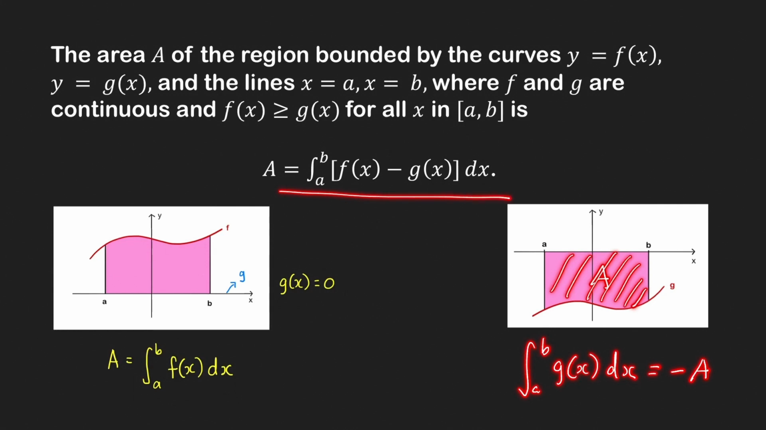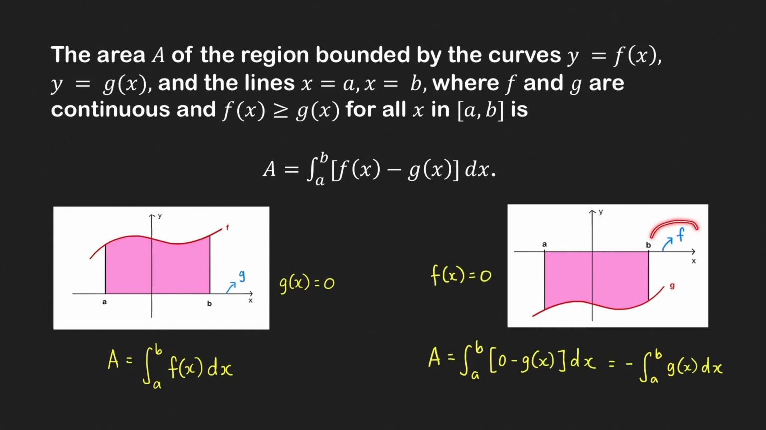Now, using this formula, this region is also bounded by two functions, and again it is bounded above by a function f. And what is our function f? It is the x-axis again, which has the equation f of x equals 0. Using this, we can find the area of this region by plugging in f of x equals 0, and we get the integral from a to b of 0 minus g of x dx, which is equal to negative the integral of g of x dx from a to b. And as you can see, we also get negative A, which is equal to the integral from a to b of g of x dx, which is consistent with the geometric interpretation of the definite integral.